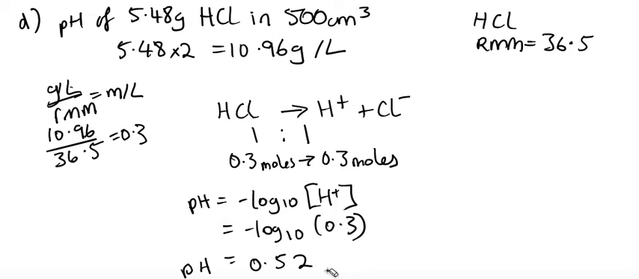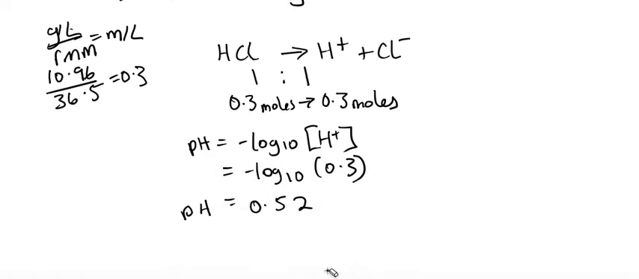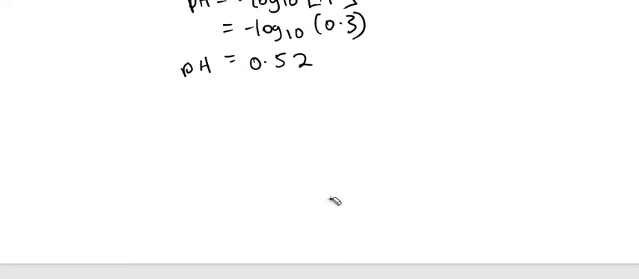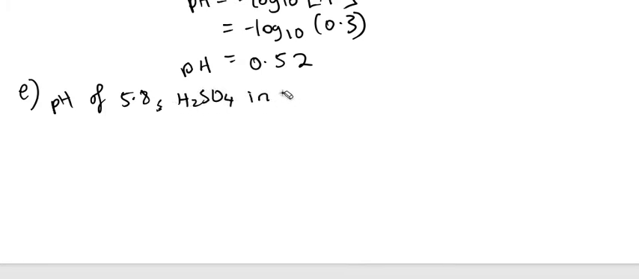Okay, let us do E then, the last one, except I may have run out of space here, so I might have to, nope, we've just about enough space to do E. Okay, E. In E, we're looking for the pH of 5.8 grams of H2SO4 in 250 centimeters cubed. And you might notice straight away that H2SO4 is going to throw in a further complication in that it's a dibasic acid.